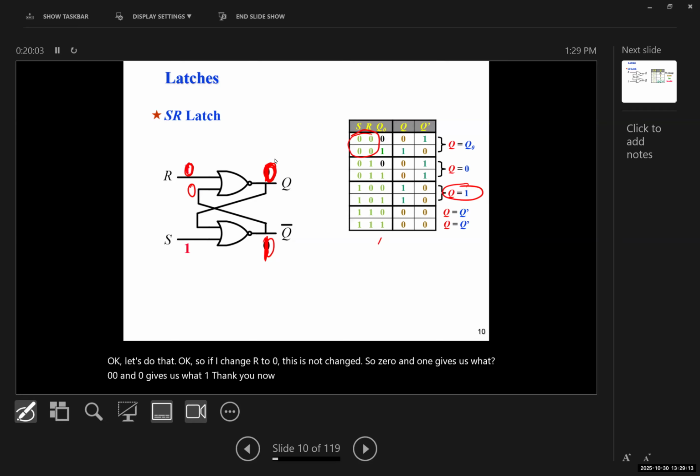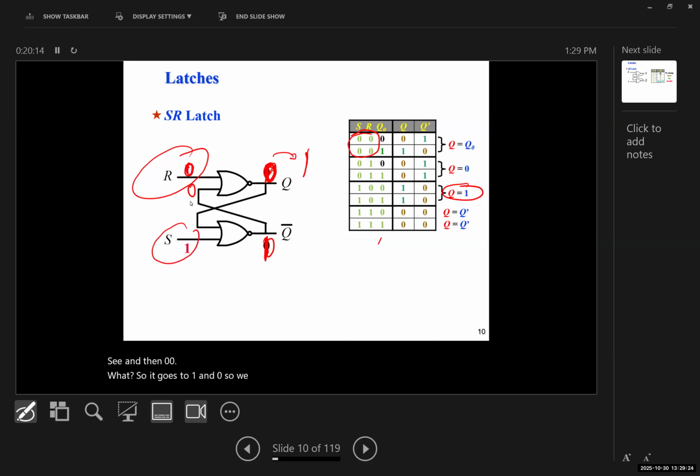Let me do it like this. This goes to 1. Now 1 and 1 gives us what? 0. And then 0, 0, 1. So it goes to 1 and 0. So we changed R to 0 and S kept it at 1. It's a set, so Q would be equal to 1.